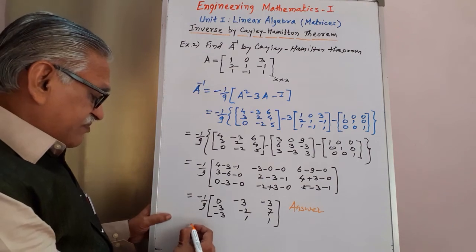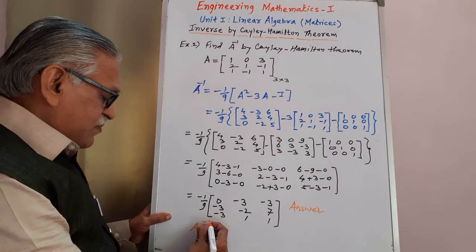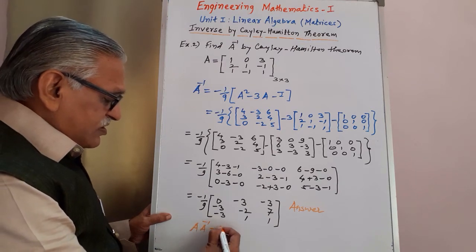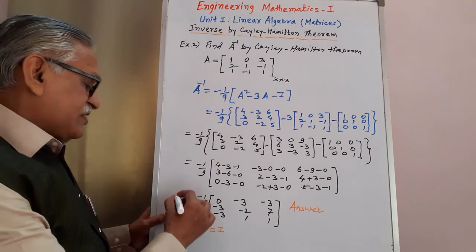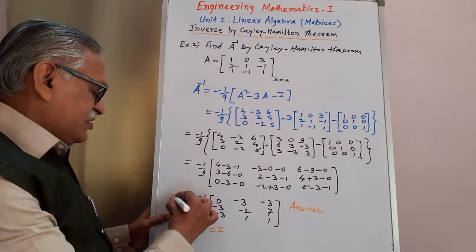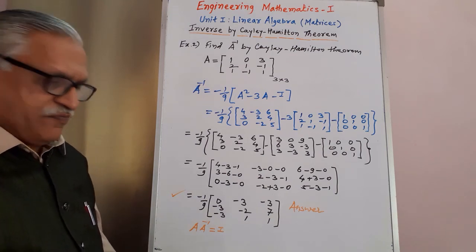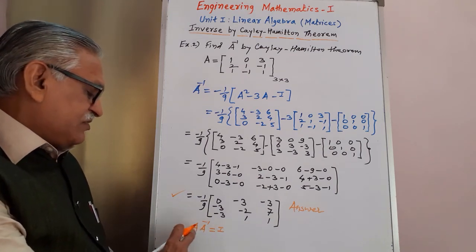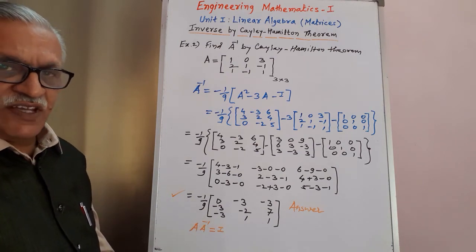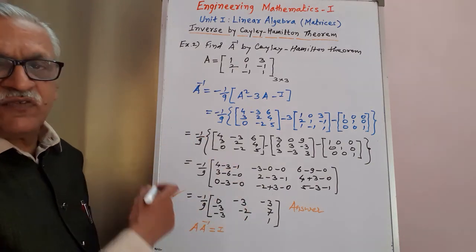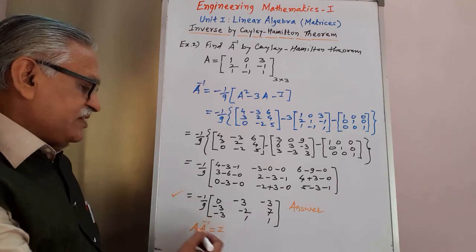And do it yourself, cross check it. If the product of A into A inverse we get as identity matrix, it means whatever answer you obtained is the correct one. Therefore, try to do it yourself in your notebook and cross check whether the product of A into A inverse is identity matrix or not, as I have performed for the first example. Exactly on the same line you have to complete the calculation.